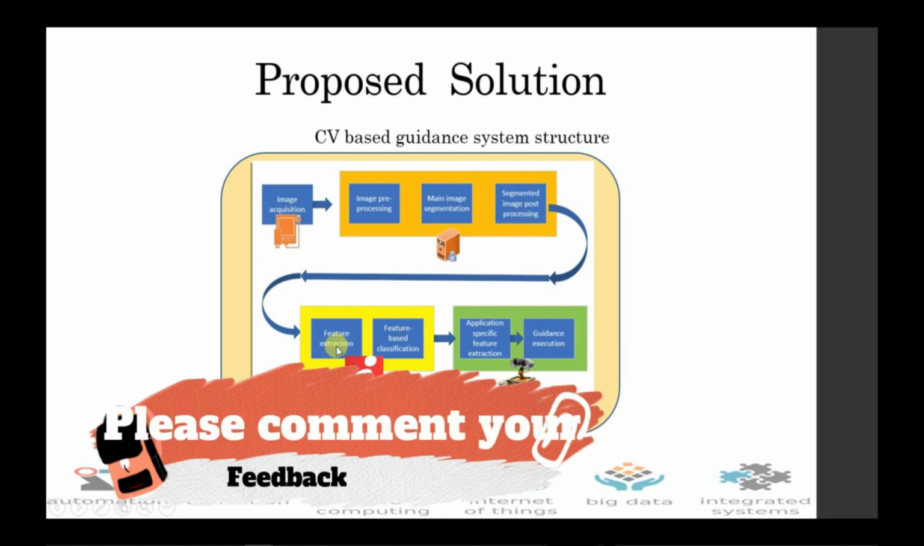Once the image has been post-processed and all the unnecessary things have been deducted from that image, the image is put through the feature extraction algorithm, feature based classification. It has been classified what kind of object it is, application specific feature extraction. Then based on the robotic application, that feature has been utilized with other algorithms.